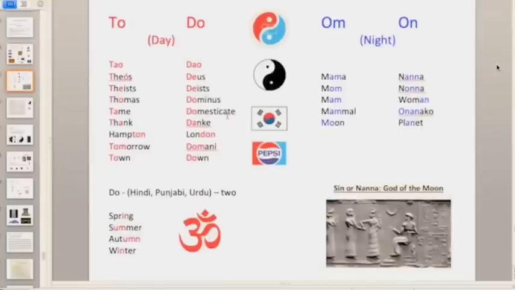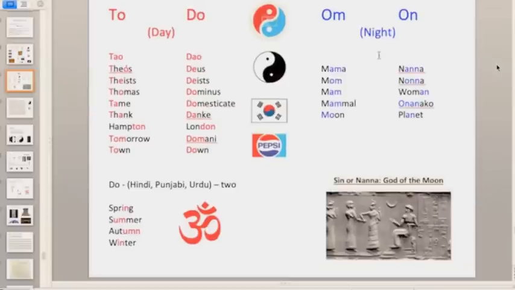Here's some evidence. I urge you to understand what's going on here. Okay? M and N are interchangeable and T and D are interchangeable, and this shows you how. Look at this. Clear evidence. Tao, Deo. Theos, Dios. Theists, deists. Thomas, Dominus. Tame, domesticate. This is evidence that they're interchangeable. Same over here.